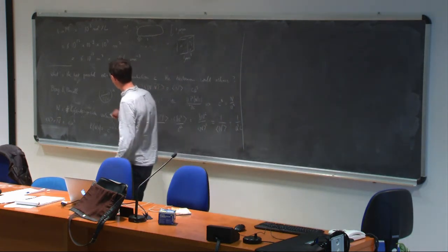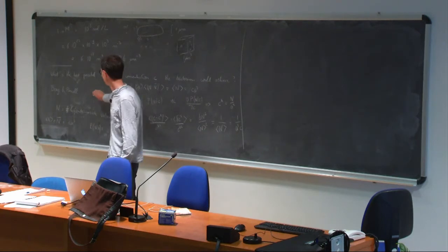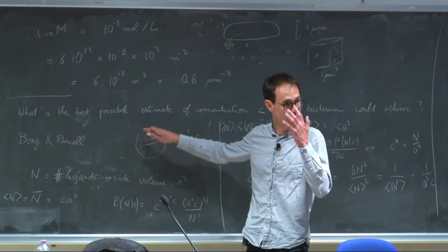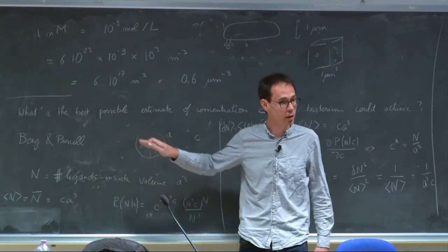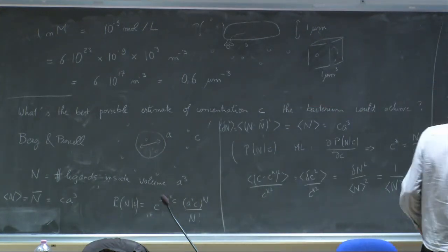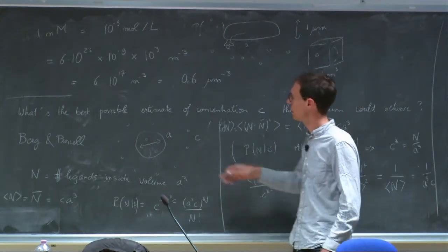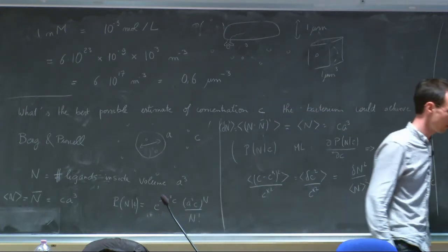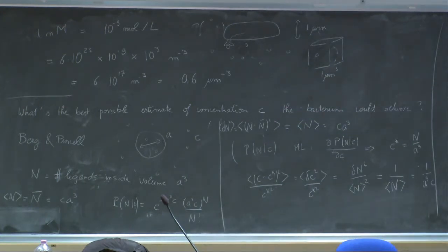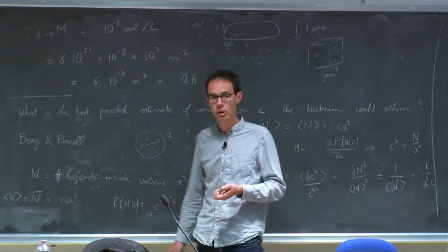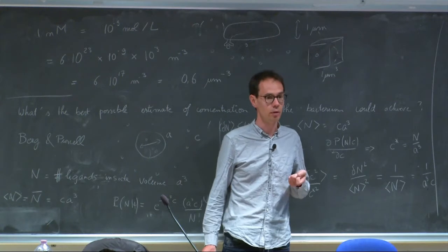Also because the cell doesn't do this, it doesn't count things. It has receptors, as I said. So it's a bit more complicated. It doesn't have receptors everywhere. So this is like an idealized measurement device, but in practice it will be a much poorer device. Okay? So what else can the cell do to improve its estimate of the concentration?